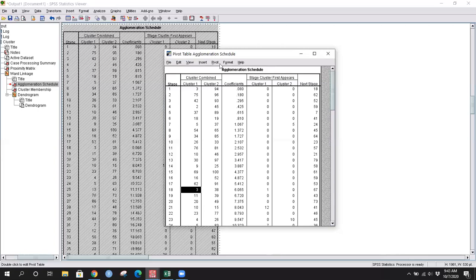So your stage column represents the step in the clustering process where two most similar clusters are combined. Okay, and then your clusters combined comprises information detailing which two cases are combined at each of the stages. Then the agglomeration coefficient measures the increase in heterogeneity. Heterogeneity means how different they are. So the increase in heterogeneity, that is the reduction in similarity.